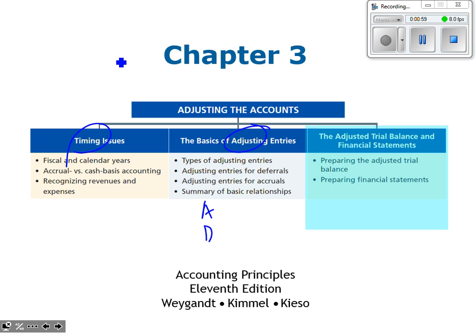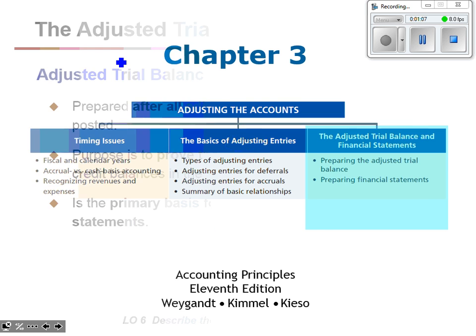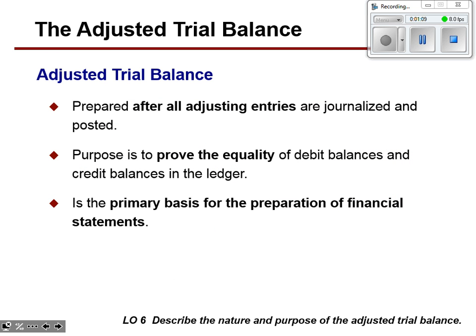Now we're really going to put them to work and do this final step where we still have a trial balance, but it's got a new name, the adjusted trial balance, because it happened after the adjustments. So an adjusted trial balance by definition is prepared after the adjusting entries have been both journalized and posted to the general ledger.